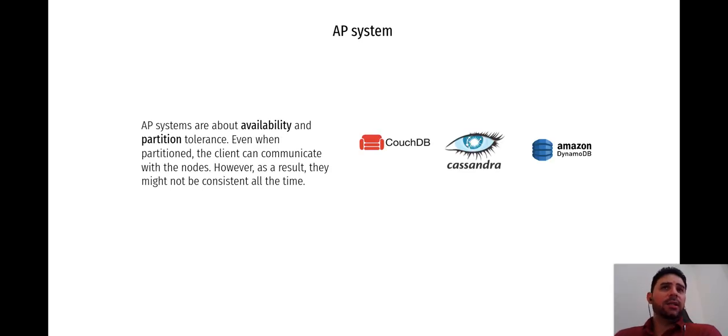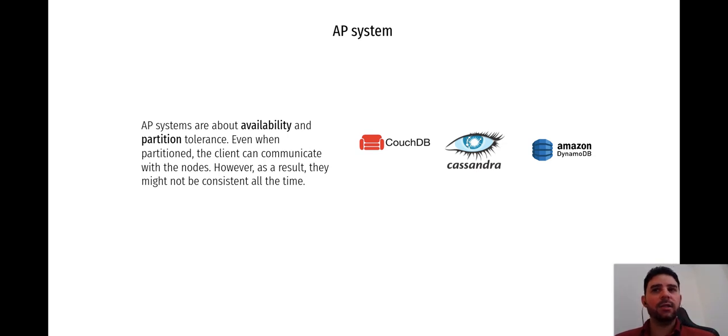If you look at another system, you have the AP system. AP systems are about availability and partition tolerance. Even when partitioning happens, breaking the communication, clients can communicate with the nodes. So as in that earlier image that I showed, communication is made to the nodes, but some communications break down. The client does not see this. It happens transparently.